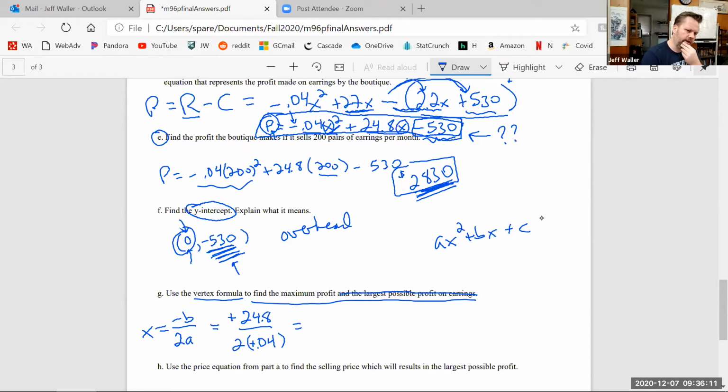I don't want to have to sell... well, actually, if I had to sell negative earrings to make the maximum profit, I guess that makes sense because that would mean I was stealing people's earrings, huh? They're just giving you money. Negative sales is stealing earrings from people. This is not a good, don't learn business from Jeff.